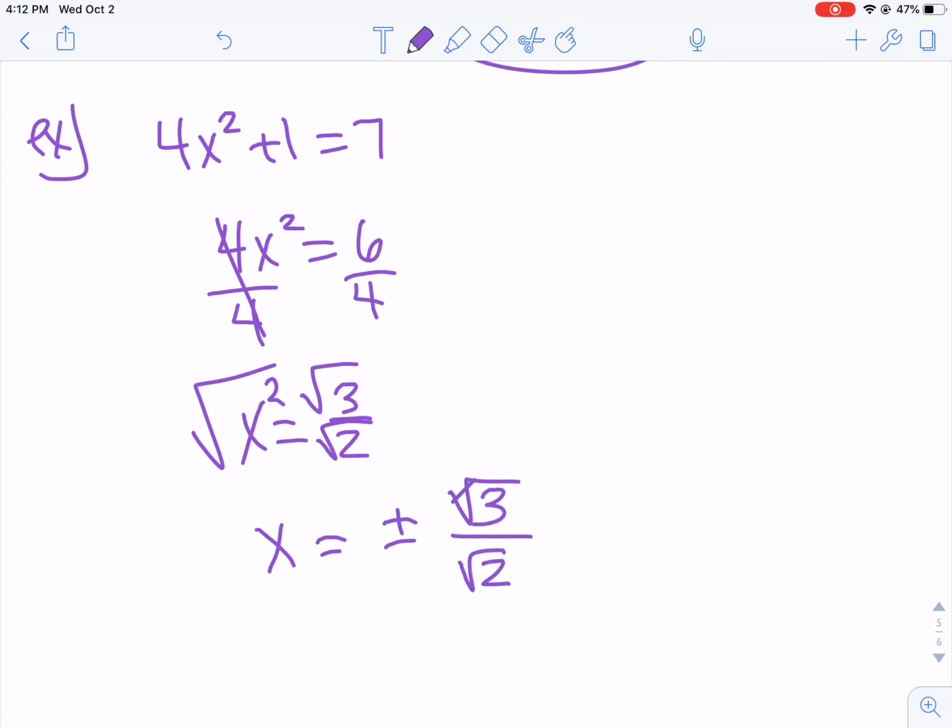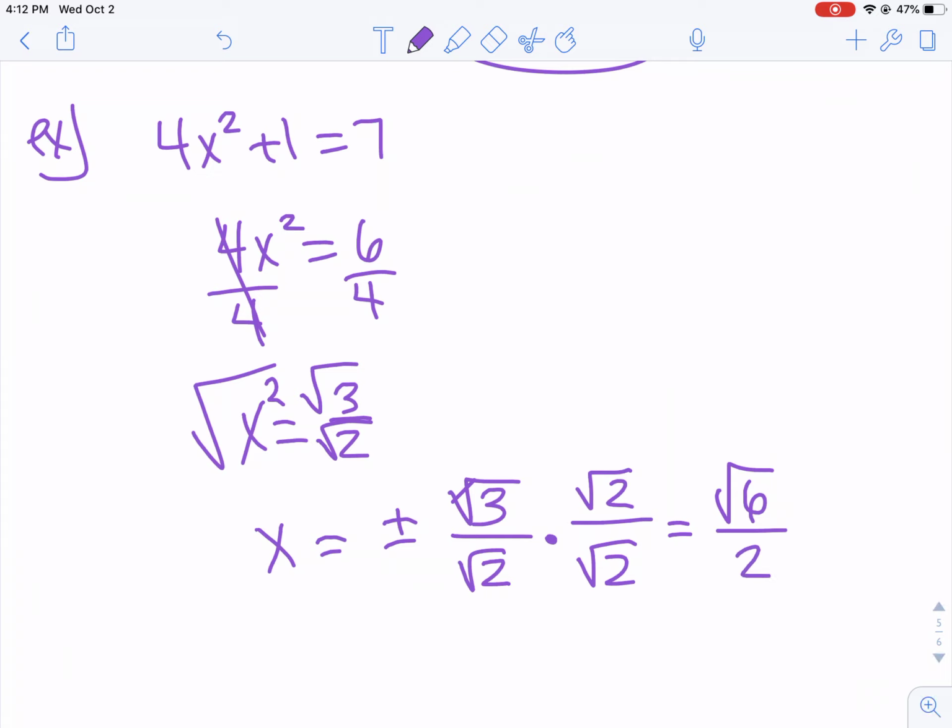Well, if you remember correctly, you can't leave a square root of 2 on the bottom. So we have to rationalize the bottom by multiplying by the square root of 2. On top, the square root of 3 times the square root of 2 is the square root of 6. And on the bottom, you get 2.